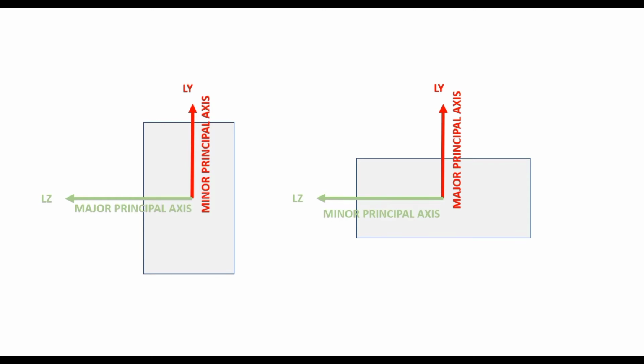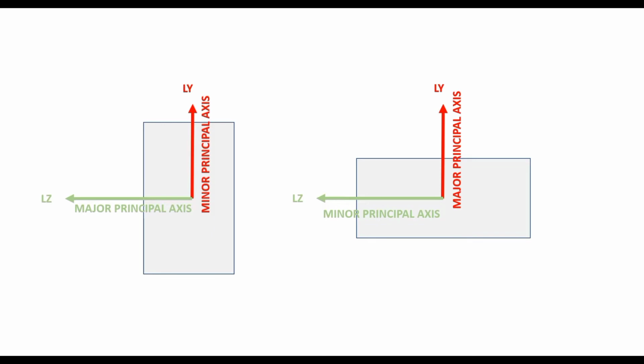For example, the section on the left would have Lz as the major principal axis and Ly as the minor principal axis. And the section on the right, on the other hand, would have the Lz as the minor principal axis and Ly as the major principal axis. I hope you remember the concept of the principal axis that we had discussed. If not, you can access that session by clicking on the link that is appearing on the screen right now.